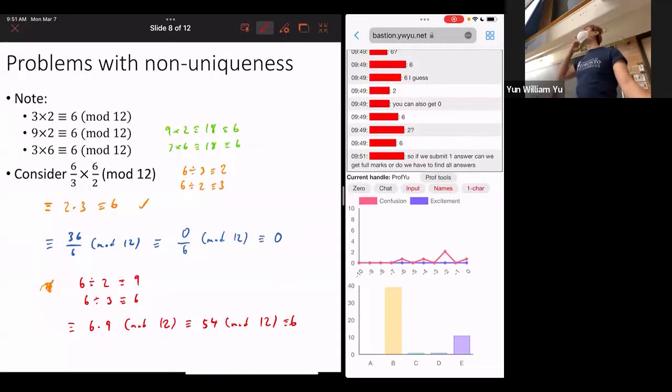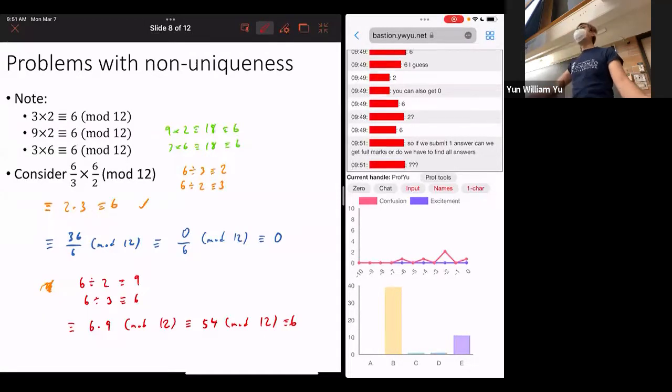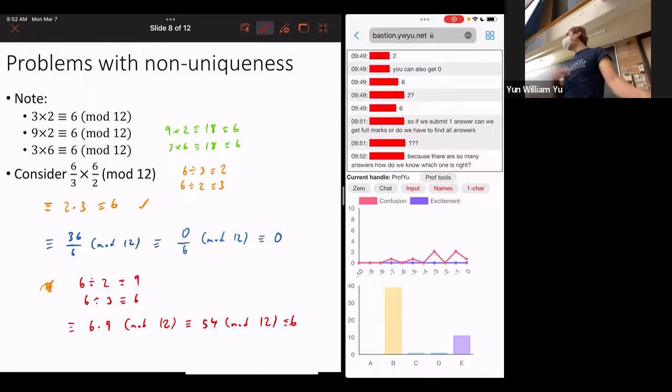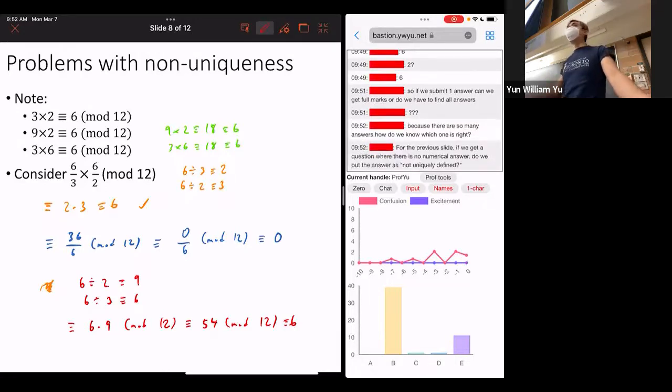This is where it becomes really important to know exactly what I'm asking. The way it will normally work is if I ask this sort of question, the answer will be there are multiple answers and it's not well-defined. If I just ask you this question, you need to figure out that this is not a well-defined operation, because I have some operation and I get multiple answers out of it. There will be some cases where I might ask you to find, because there are so many answers, how do you know which one is right? Well, either all of them or none of them.